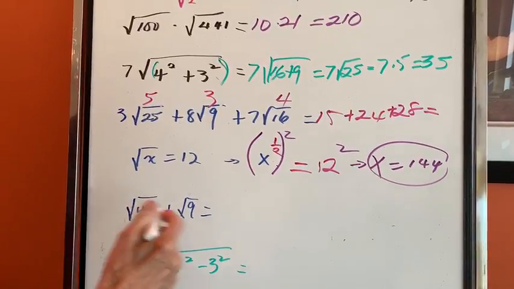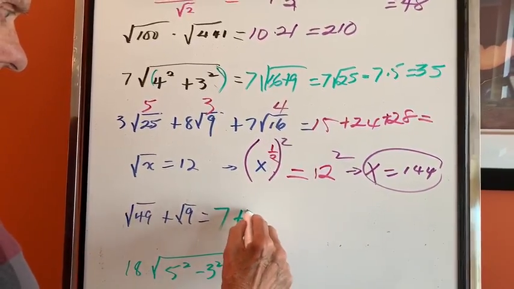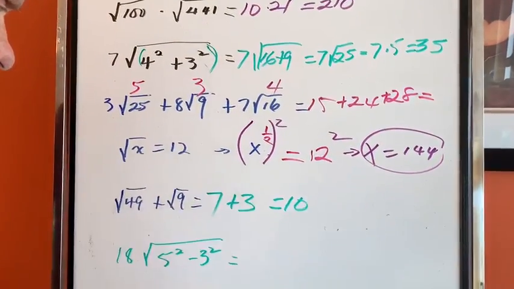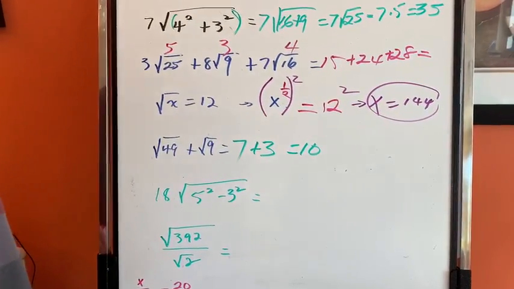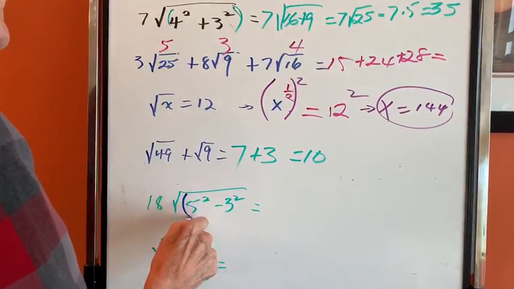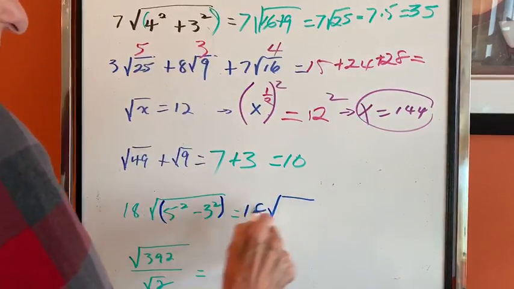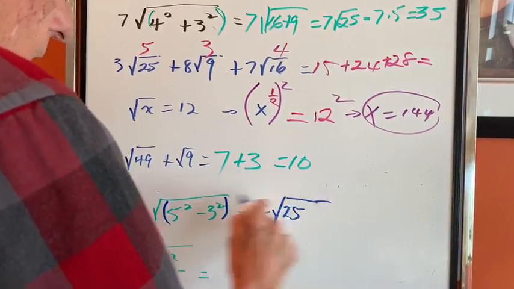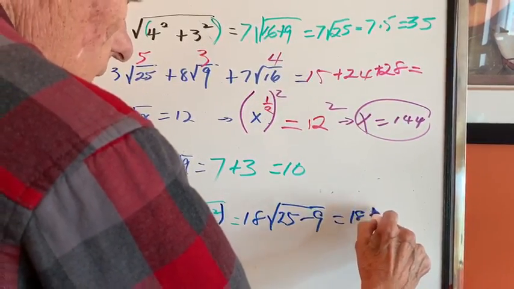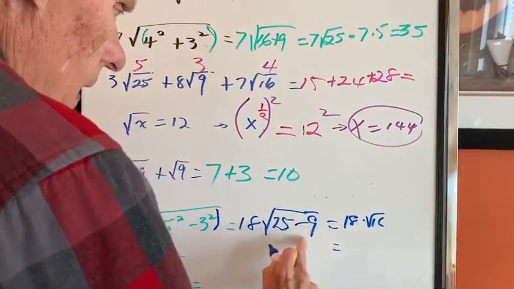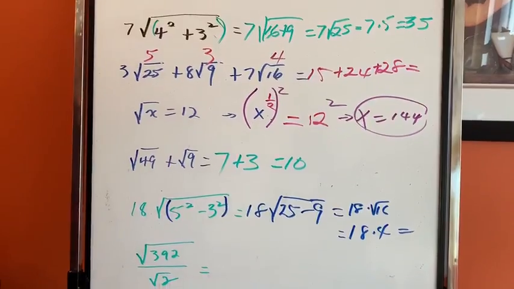Okay, this one is just adding the square root of 49, 7. Square root of the 9 is 3, and your sum is 10. Okay, this one is the same. We have to do this first. Okay, that's important. Leave the 18 alone. So 5 squared is 25. 3 squared is 9. That's going to be 16. So it's going to be 8 times square root of 16. Okay. And this is 18 times 4, whatever that happens to be.